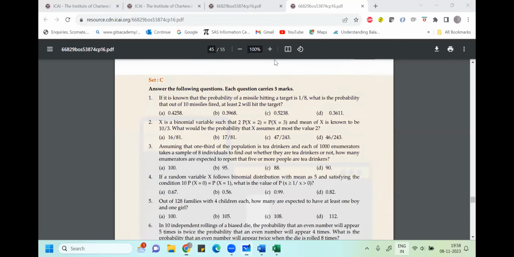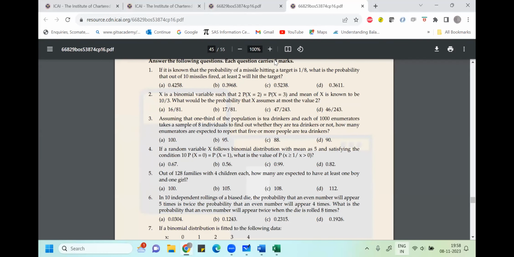Same, you can try this question number 5. Again, don't get confused by looking at 128. That is the total frequency. Your n is 4 here. They're asking how many are expected to have at least one boy and one girl. You know that the probability of getting a boy is 1 by 2, and the probability of getting a girl is also 1 by 2. In question number 5, they again expect you to tell the expected frequency.